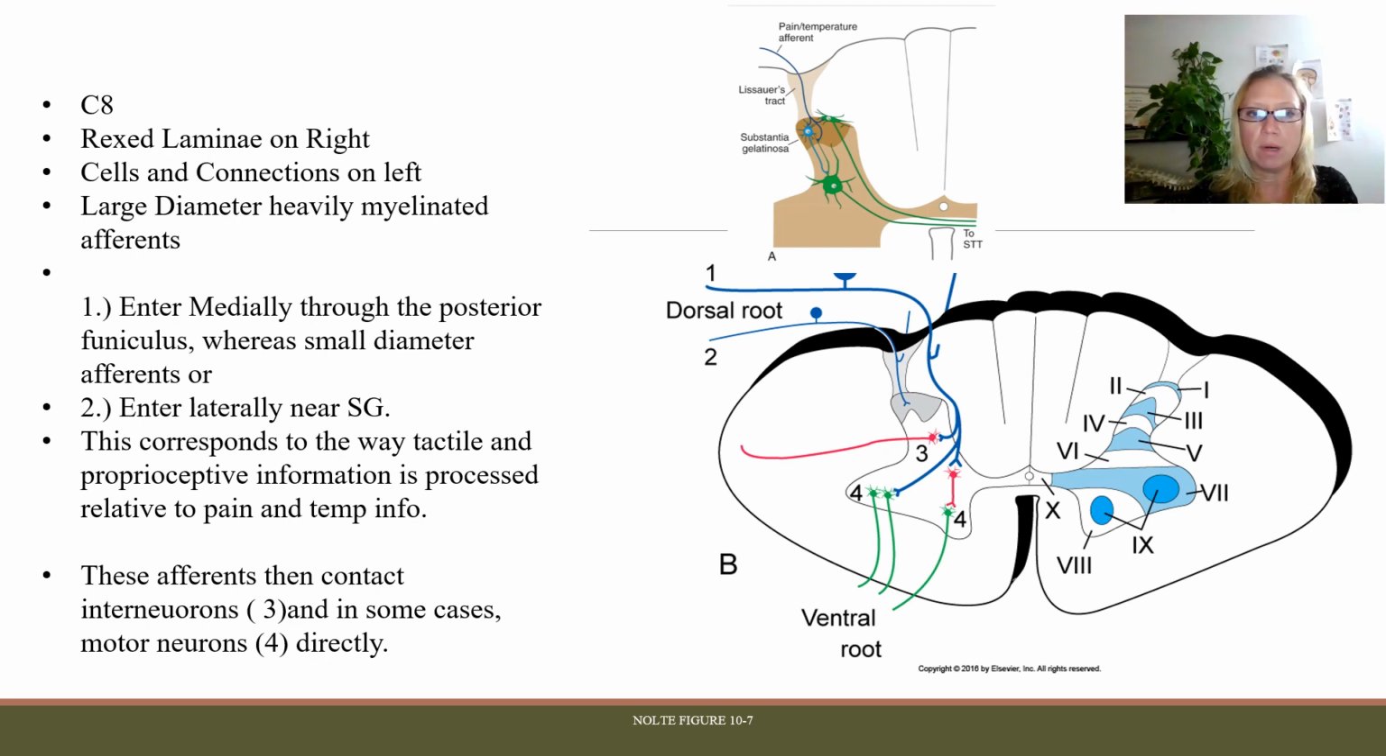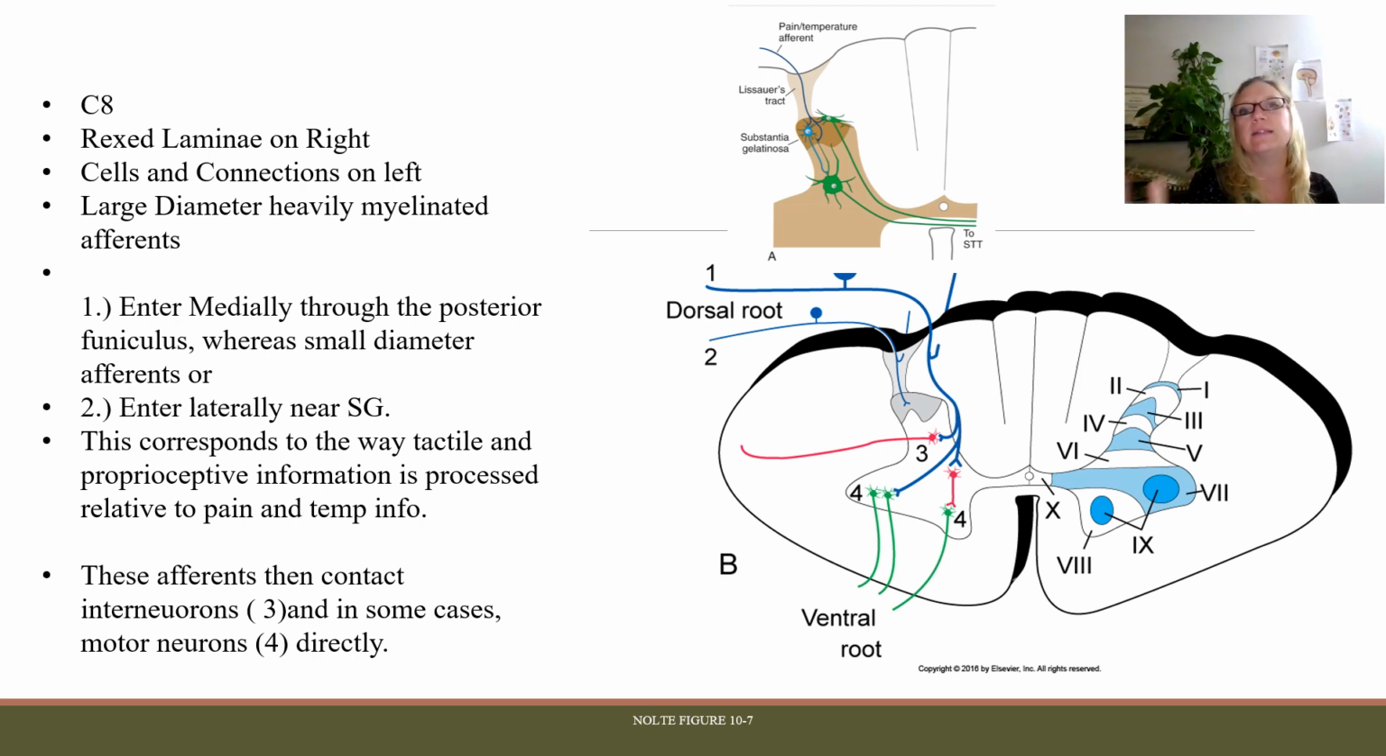So when we look at these numbers, okay, so number 1 enters medially through the posterior funiculus. Okay, so posterior funiculus or the dorsal columns. Whereas the small diameter afferents, or that number 2 line coming in, are entering laterally near substantia gelatinosa, or that Rexed number 2. This corresponds to the way tactile and proprioceptive or position sense information is processed relative to pain and temperature. So these afferents then contact the interneurons at 3, and in some cases the motor neurons at 4.